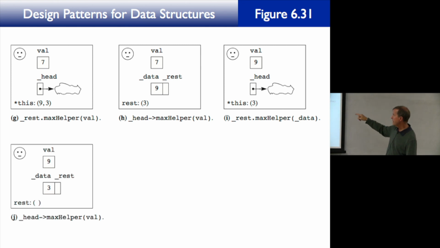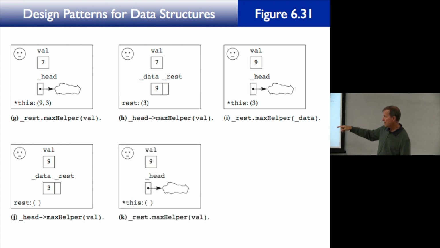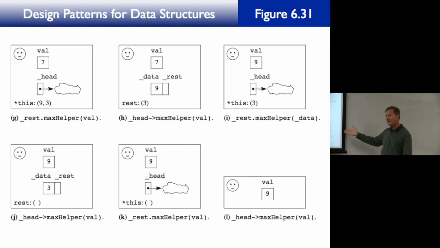All right, and now here's the head. And this is the 3. So we go in part J to a node version, all right? And so we compare the 9 and the 3, and we get a what? We go back to a list environment. And now what happens is, when we call underscore rest dot max helper, underscore rest now is what? It's empty. So this is our list version, but what happens in L? Empty. And so it returns the 9. Returns back up the call chain.